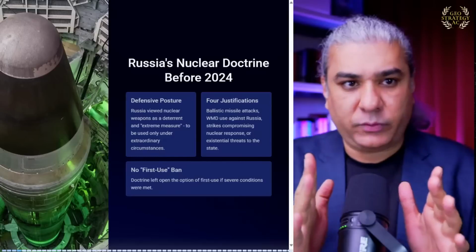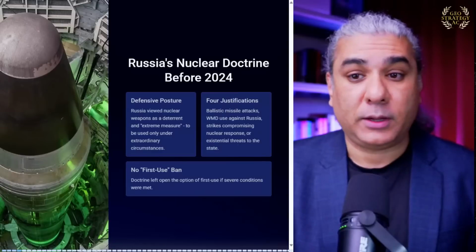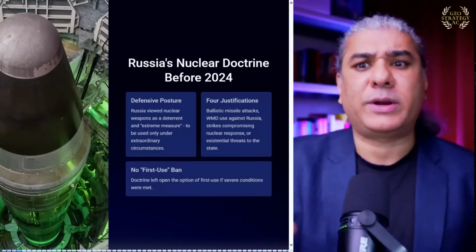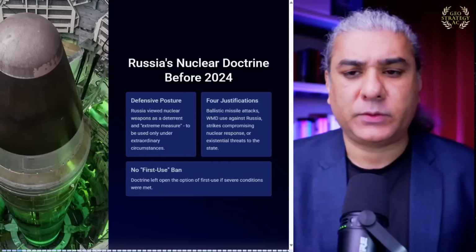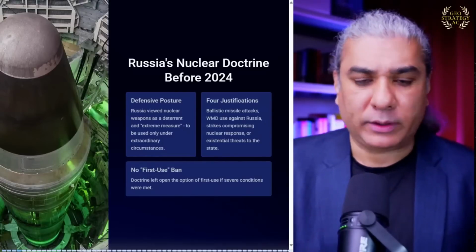If any of these justifications was triggered, then it would definitely trigger a Russian nuclear response. So what were the four justifications, or the four red lines, so to say? The first red line for Russia was a ballistic missile attack on Russia by whoever.